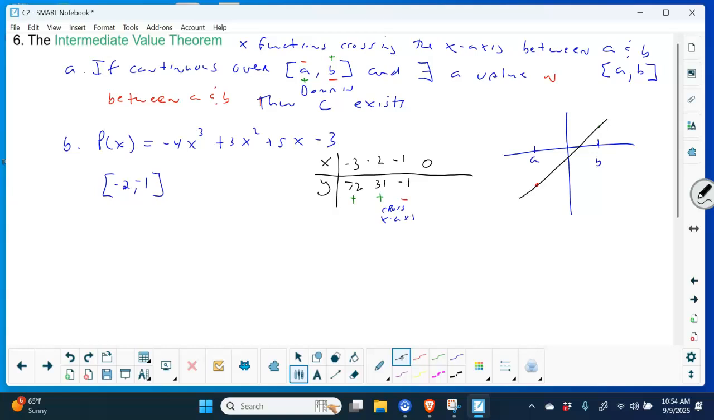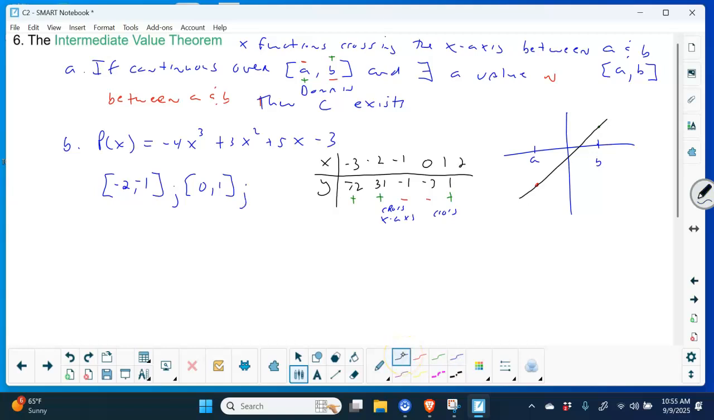How about 0? When I input 0, I output negative 3. No change, I'm still negative. When I input a 1, I output a 1. There's another change. I was going down, now I'm going up. So again, I cross here. Got another zero between 0 and 1. A is 0, B is 1, right? That's where the A and B are.